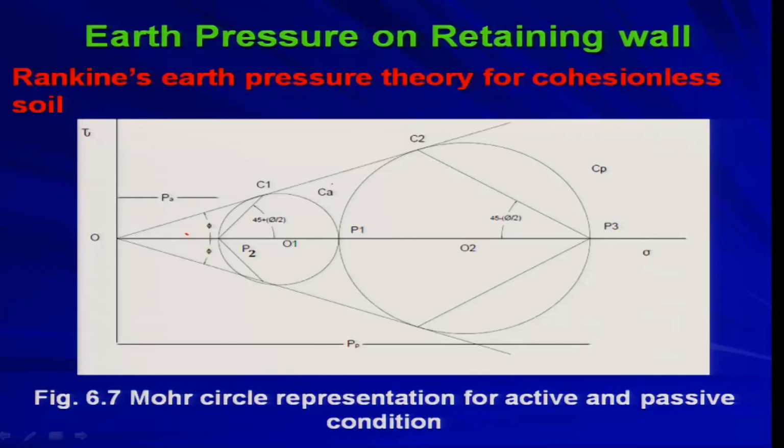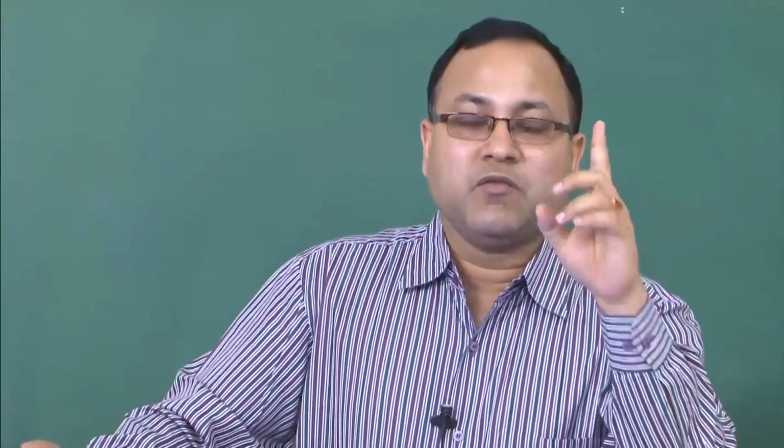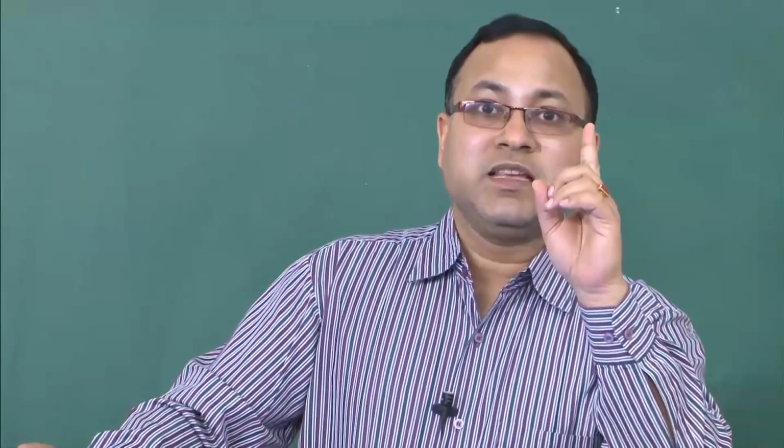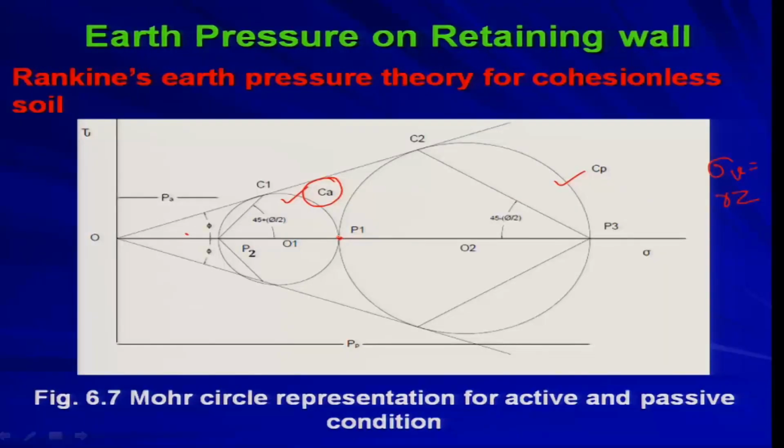This is the Mohr cycle Ca, that is the Mohr cycle for active state, and Cp is the Mohr cycle for passive state. As I told you, your sigma v is the same for passive state or active state, whatever state you consider, sigma v is gamma z, because you are not changing the location of the soil element that we consider. So, sigma v will remain the same for active and passive state, whereas your sigma 3 for active state and sigma 1 for passive state will be different. This point P1 talks about this sigma v. So, you are starting from this.